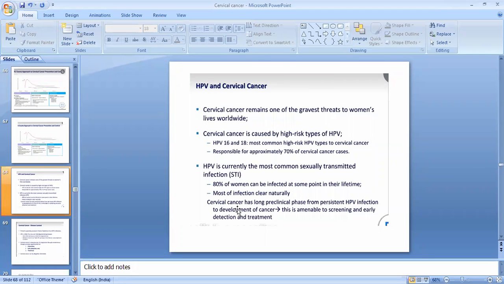Then cervical cancer has a long preclinical phase from persistent HPV infection to development of cancer. This is where the importance of screening lies, because there is a long preclinical phase. So even if it is there, and if it is detected in the screening process, then immediate action can be taken, remedial treatment can be taken, and that can be cured. This is another advantage, because they have a long preclinical phase, which is not there in pancreatic cancer. It's a very fast developing cancer, the pancreatic cancer.